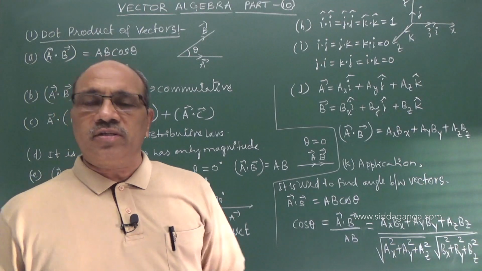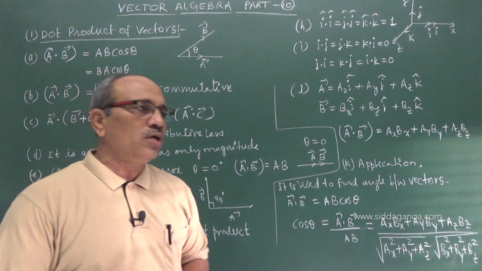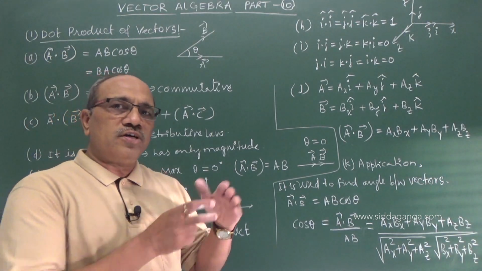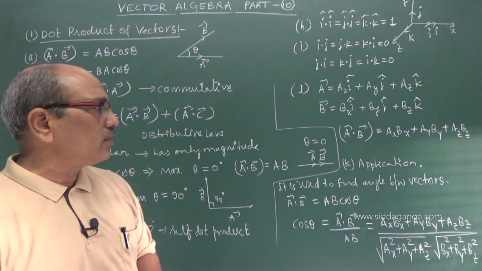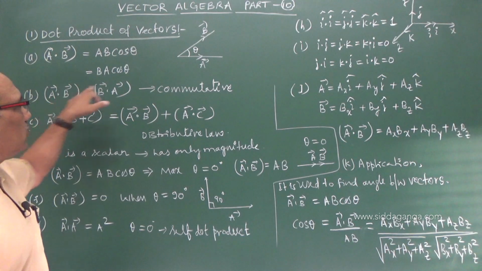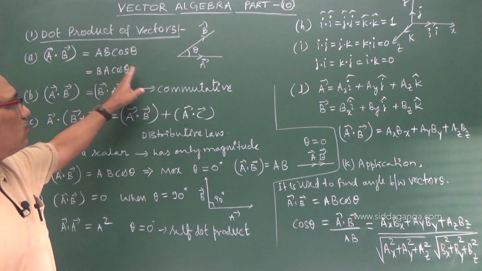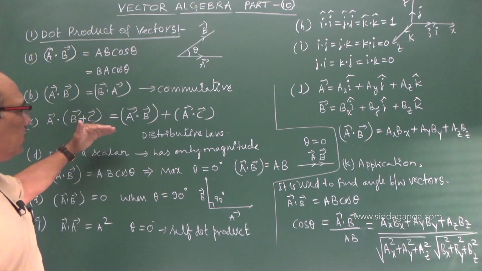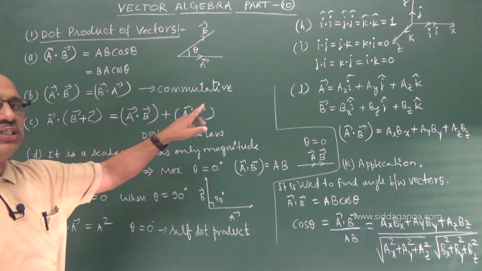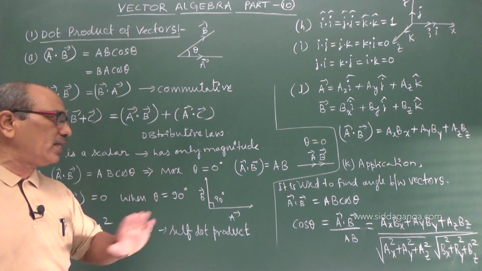We define the dot product as the product of the magnitudes of the two vectors and the cosine of the angle between the two, or as the product of the magnitude of one vector and the component of the other vector in its direction. On this basis, the dot product follows the commutative law: A dot B equals B dot A. It also obeys the distributive law: A dot (B plus C) equals A dot B plus A dot C. And it is only a scalar quantity, with no direction at all.